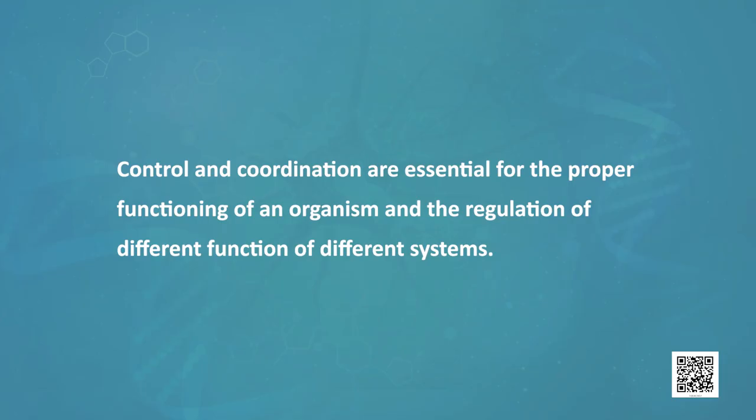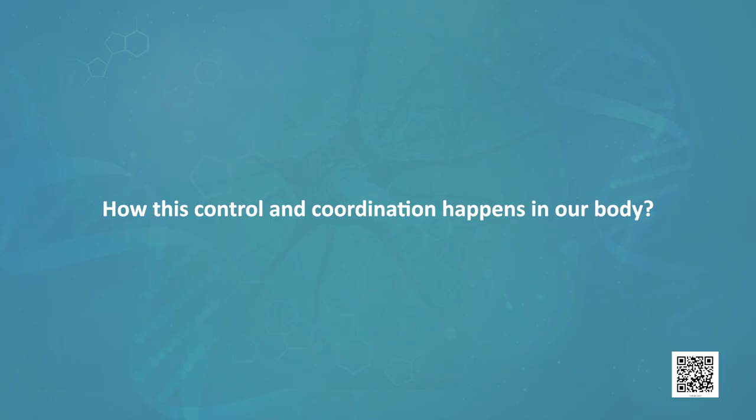Not only inside, outside also, we have to perform a lot of tasks like walking, playing, writing, reading. All these activities are also controlled by a body, and because of coordination, we can do all our work in daily routine. So in short, they are essential for the proper functioning of an organism and the regulation of different functions of different systems. So let's start the topic with how this control and coordination happens in a body.